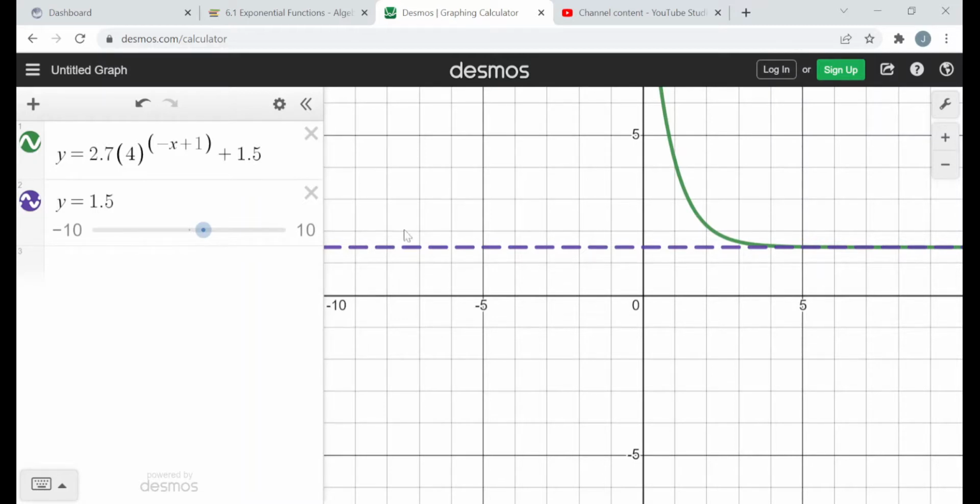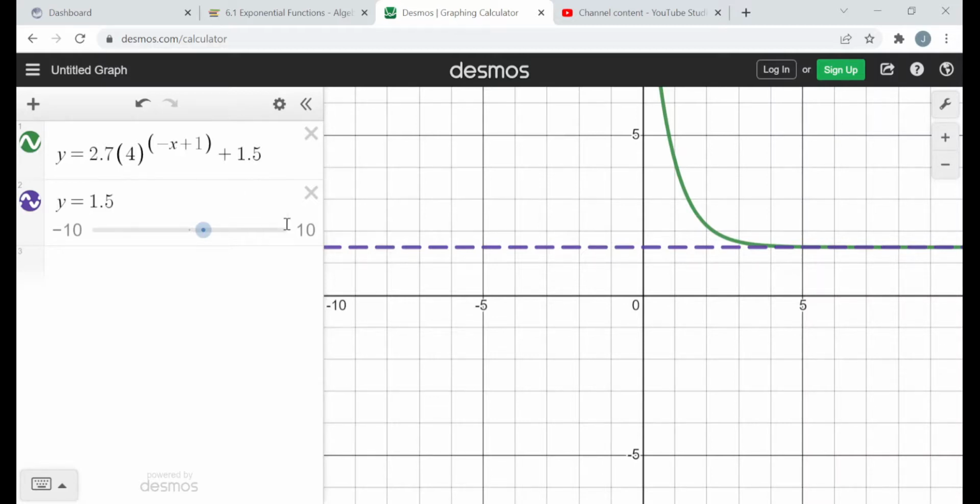Again, the whole reason for that move is because you move the entire graph up 1.5 units with this plus a constant at the end. And I'm hoping you remember your function transformations. Just adding a constant at the end moves a graph up or down so many units.